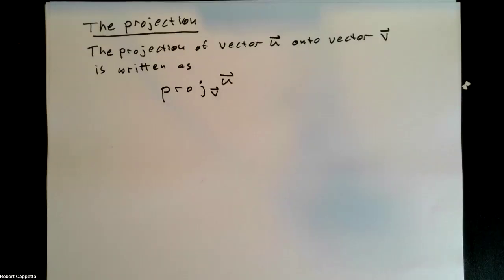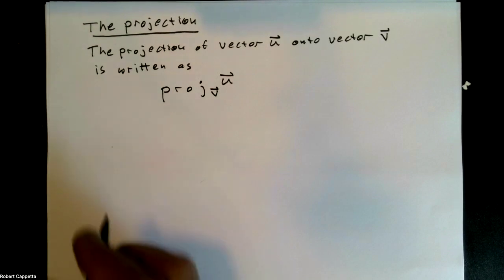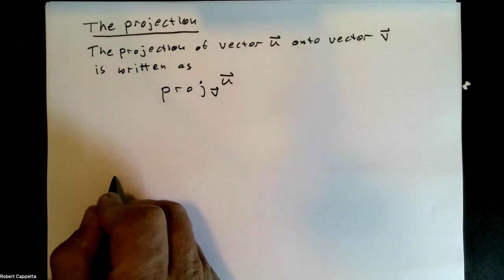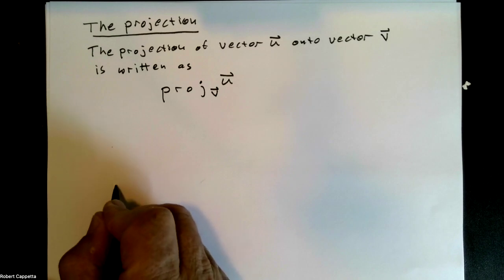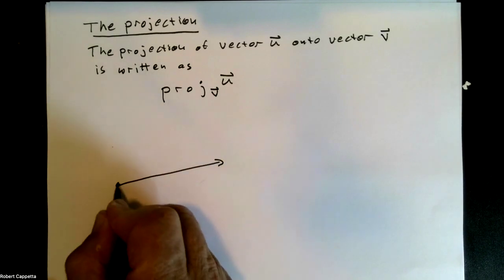This discussion is about the projection. So we have two vectors, a vector u and a vector v. We're going to consider the projection of that vector u onto vector v. So let's consider what that might be.